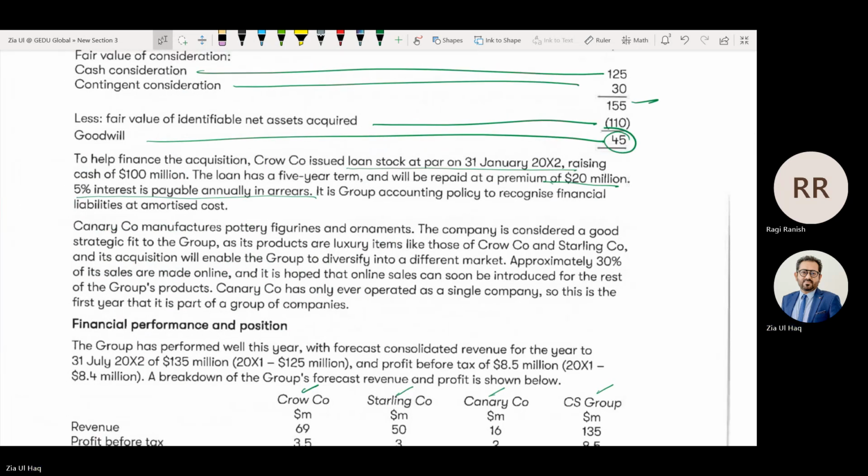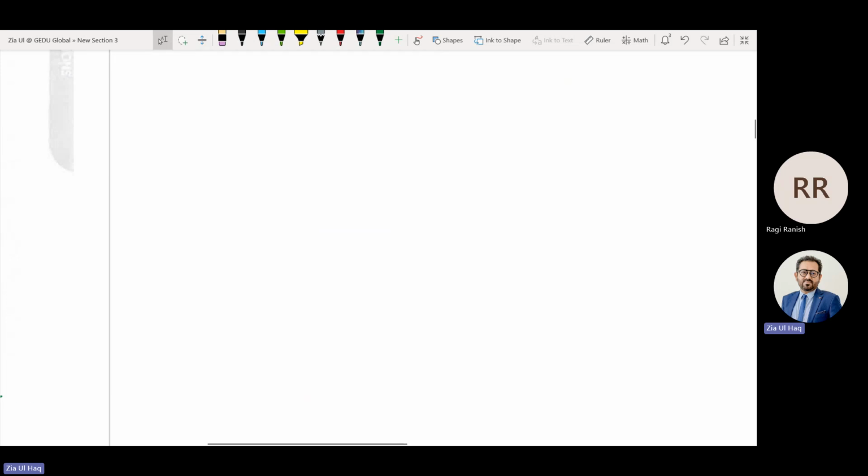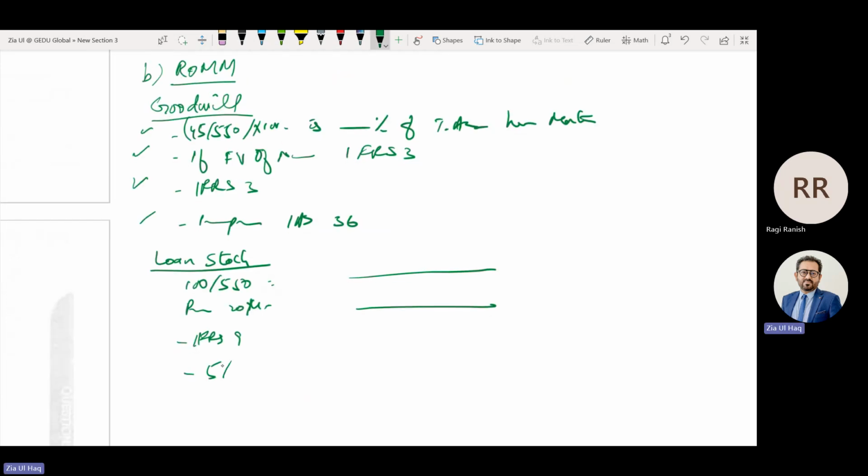And then there is a 5% interest in arrears. In arrears means it will be paid next year, but should be recorded in the current year as accrued. So 5% interest on loan stock should be accrued for in the current year. Accrued means expense debit, liability credit. If it is not accrued in the current year, chances are that expenses and liabilities could be understated and profit overstated. How many points? One, two, three, four. At least 3 marks are there.